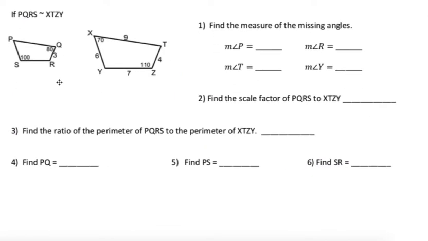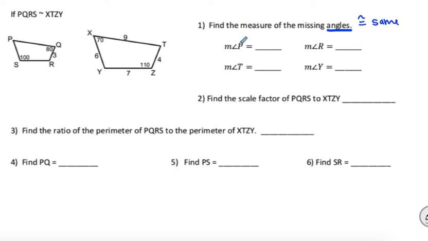It says, if we know that PQRS is similar to XTZY, so that these two objects are similar to each other, then what do we know about angles? Angles are going to be congruent. So this means they're the same.